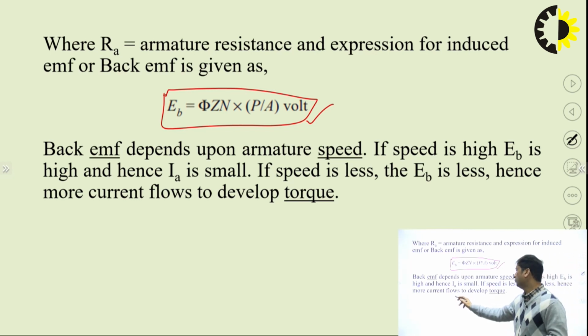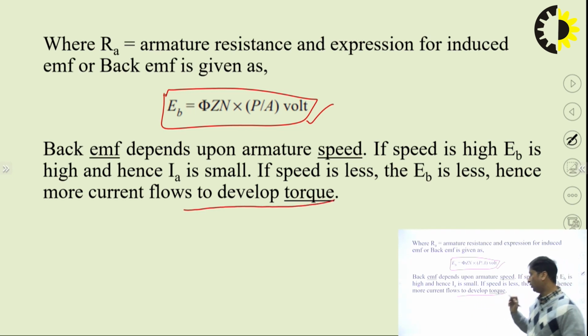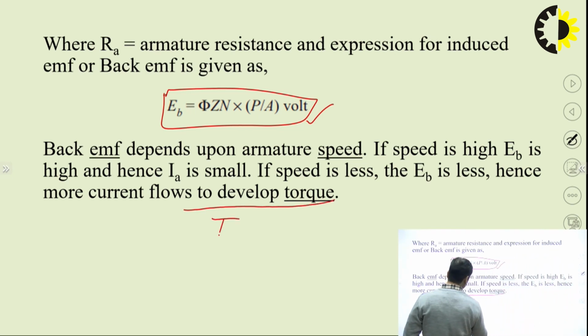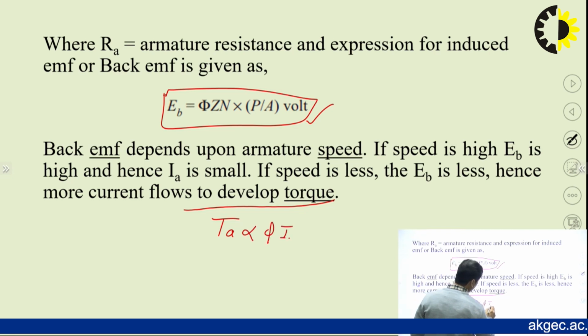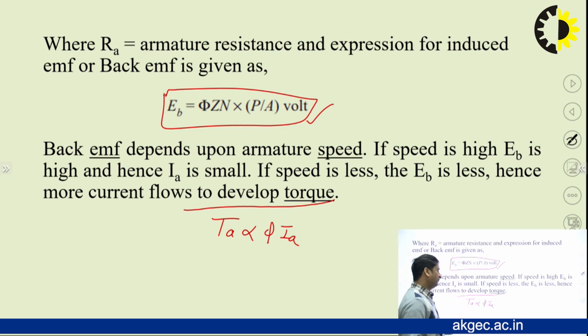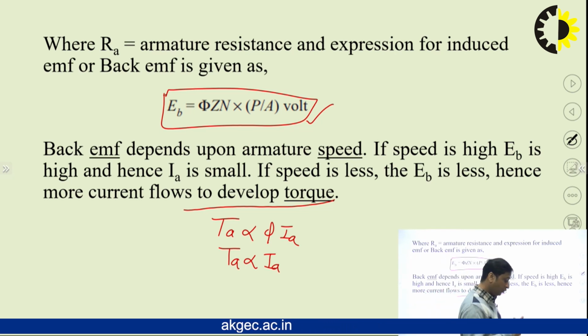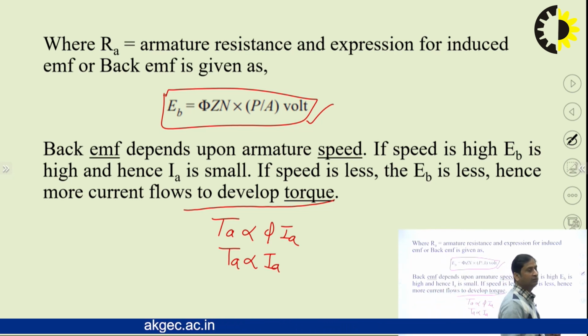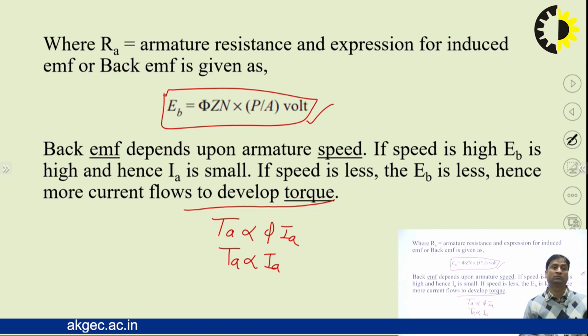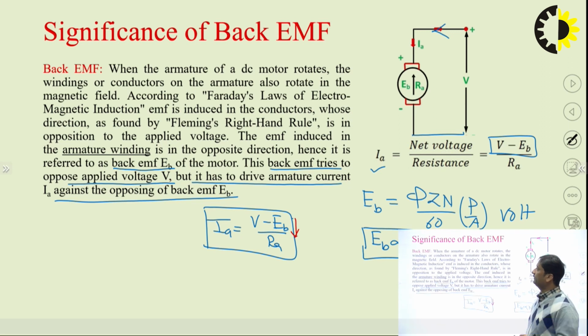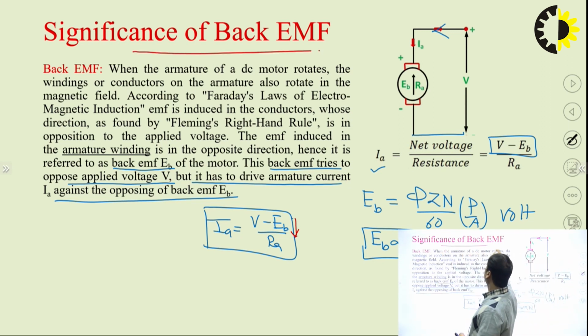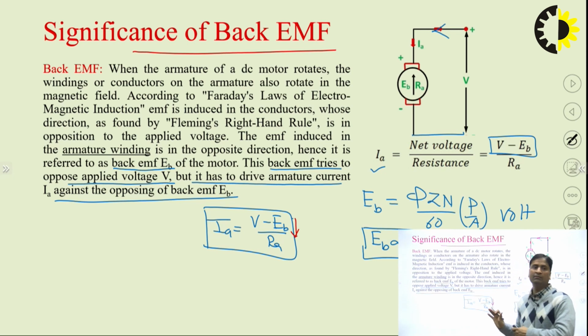That means more current will flow to develop torque, because the armature torque is proportional to flux and IA. If the flux is constant, the torque is proportional to the armature current. So the current is also responsible for the torque. Let us see how. What we are studying here is the significance of this back EMF. Now we understand what the back EMF actually is.